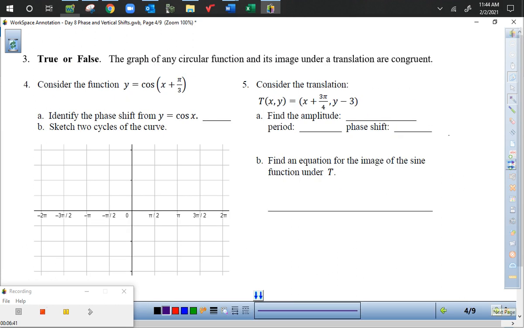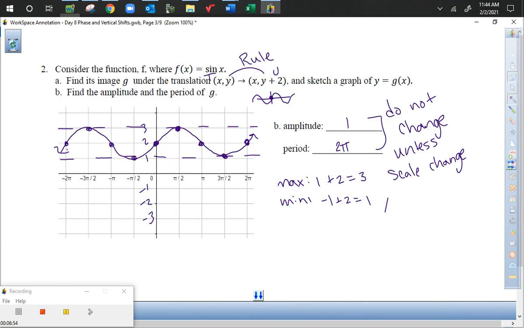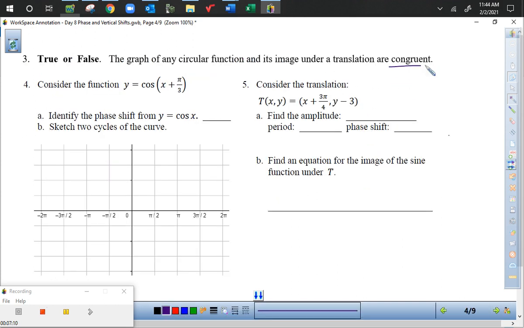The next one we're going to look at is just a true or false, and it kind of deals with what we just graphed. It says the graph of any circular function, or repeating, and its image under a translation are congruent. If we compare this graph that we did with the translated one with the original graph, other than we graphed the first one just really tiny, they are the same size and same shape. This one has just moved up. With that in mind, congruent means same size and same shape, so this is true.